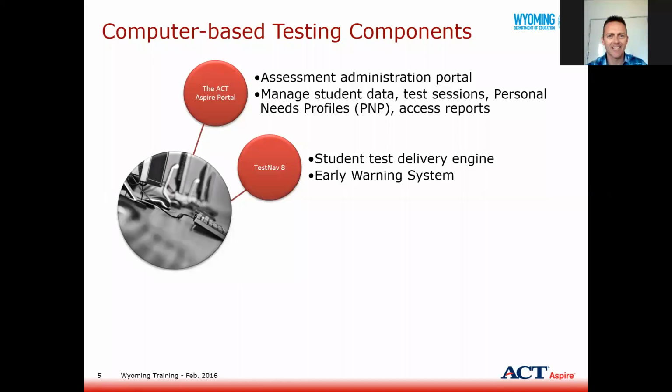TestNav 8 is the next generation secure testing engine that students will use to interact with test items. Behind the scenes, an inner component of TestNav called the Early Warning System maintains the test security and checks for connectivity and content issues. The Early Warning System also maintains student responses. While a student is testing, it will record student responses in a local encrypted saved response file. After a few questions are answered, TestNav will bundle the answers into a packet and transmit them up to the ACT Aspire servers.